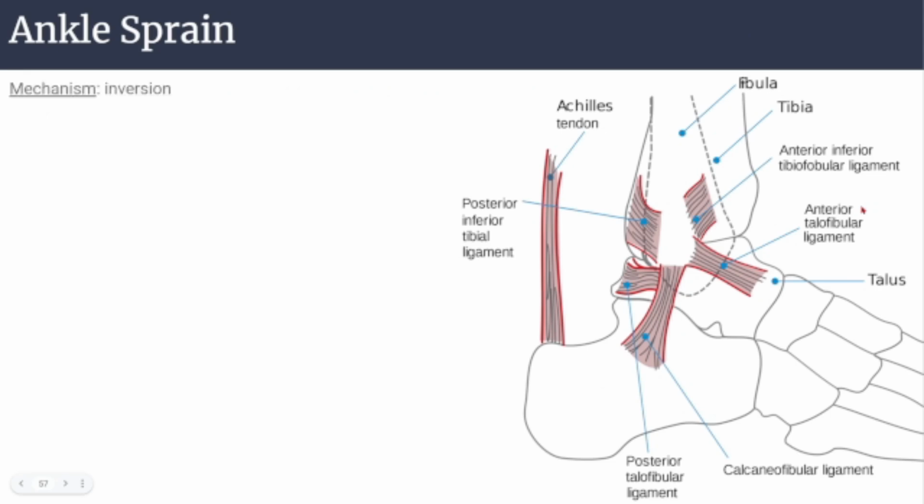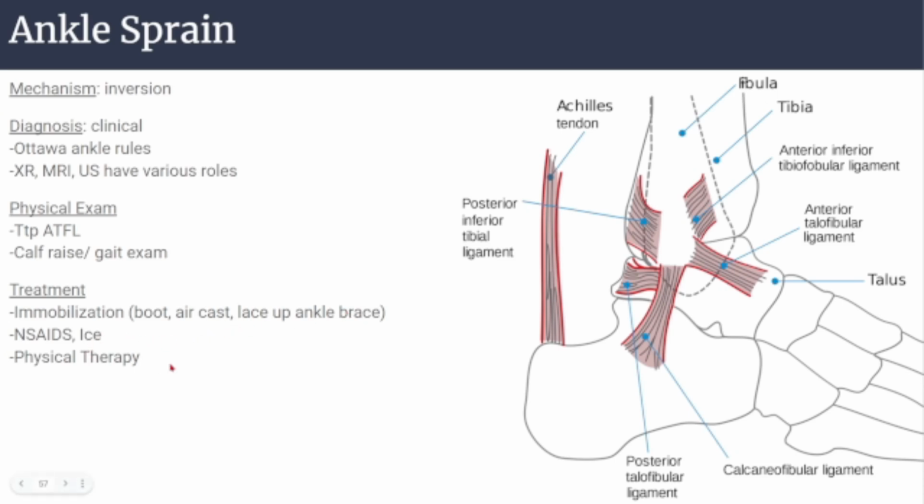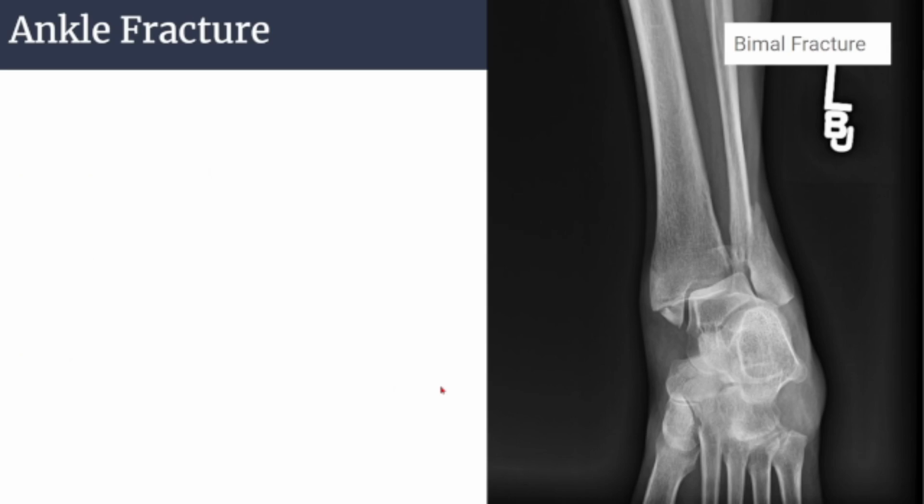So, inversion ankle sprain. Ottawa ankle rules are useful to decide if you need an x-ray, but an ankle sprain is primarily a clinical diagnosis. Tender along the ATFL. I like the calf raise as a useful tool, and watching them walk, to determine the extent of their injury. You have to typically immobilize them in some form, whether it's a boot being the greatest immobilization or an air cast or lace-up ankle brace being the least. NSAIDs, PT, rarely a surgical problem.